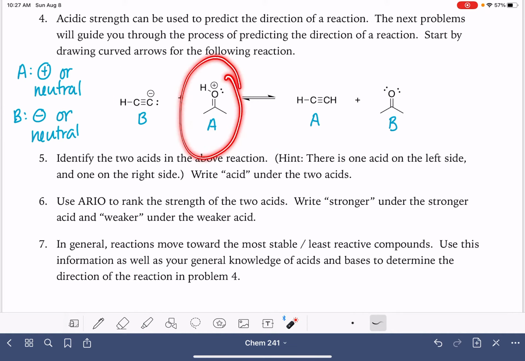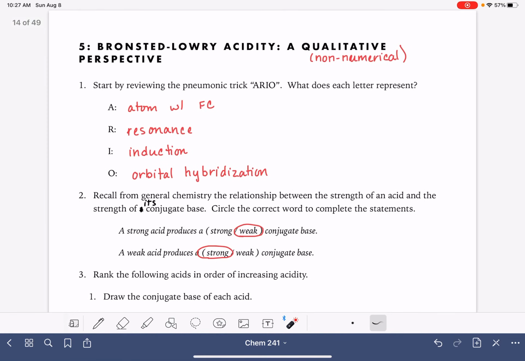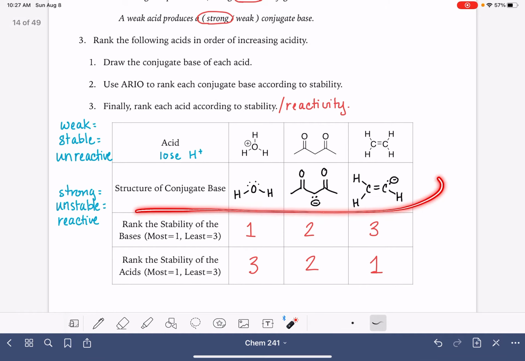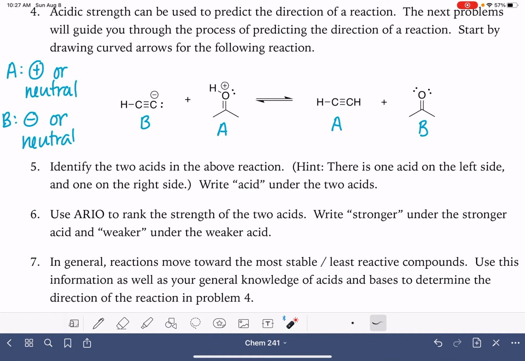So we're going to use ARIO to predict the stability of these two acids. The reason I'm choosing to do this specifically with the acids is because in our first example, we used ARIO to rank the stability of bases, which is really intuitive. Comparing the stability of acids is a little bit trickier.